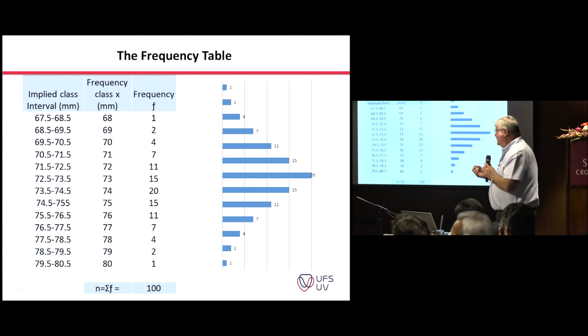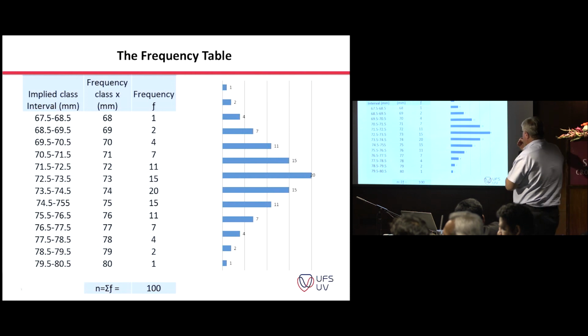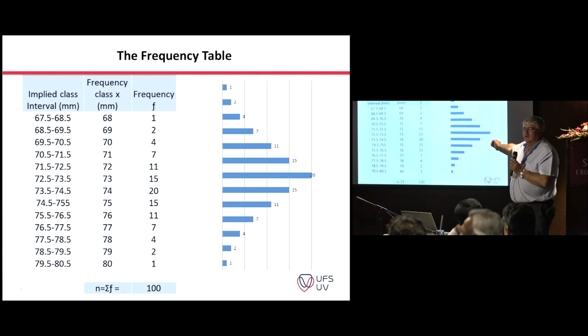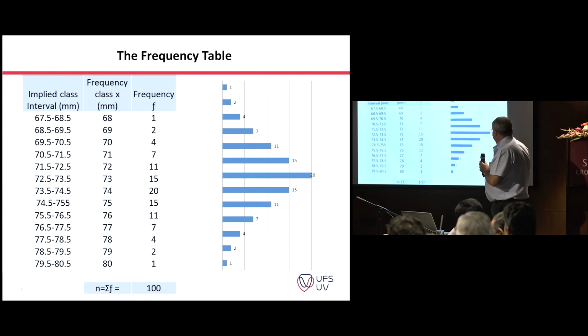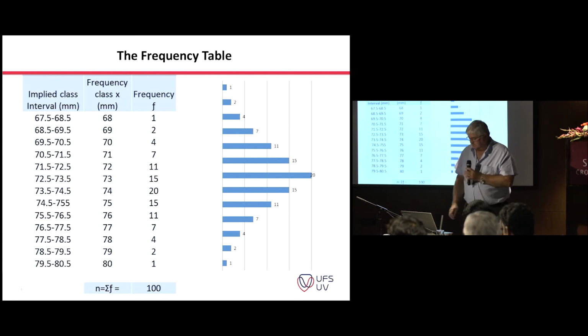You can now start making some kind of sense out of what is going on in those samples and in the population. I mean, you can immediately get the idea there's some small plants, there's some tall plants, and okay, there's quite a wide distribution.